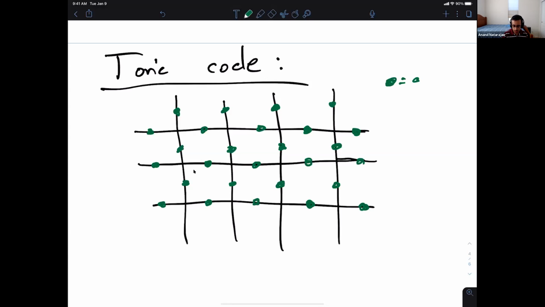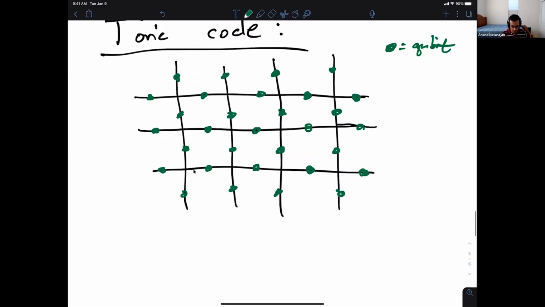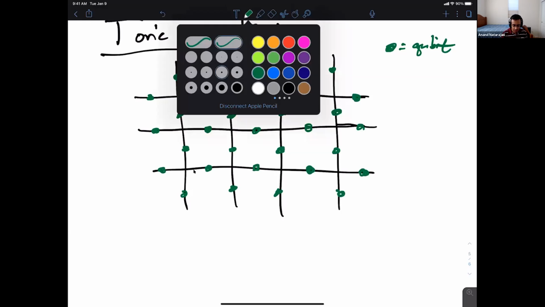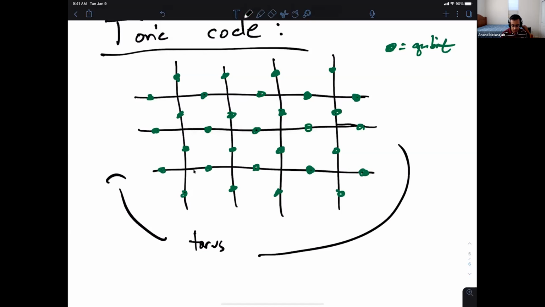So green means qubit. And then I'm going to basically say that this space is supposed to look topologically like a torus. So I'm going to identify the left edge with the right edge, and you identify the top with the bottom.